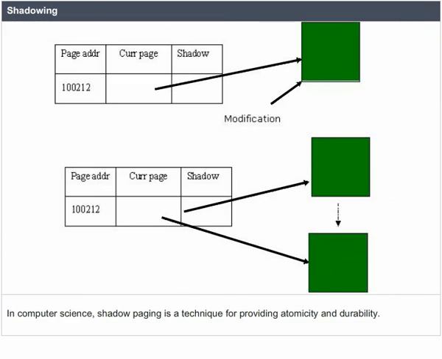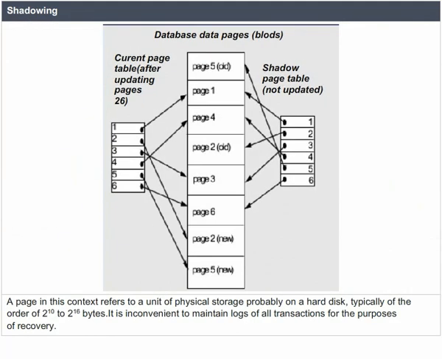Shadowing. In computer science, shadow paging is a technique for providing atomicity and durability. A page in this context refers to a unit of physical storage, probably on a hard disk, typically of the order of 2 to the power of 10 or 2 to the power of 16 bytes.